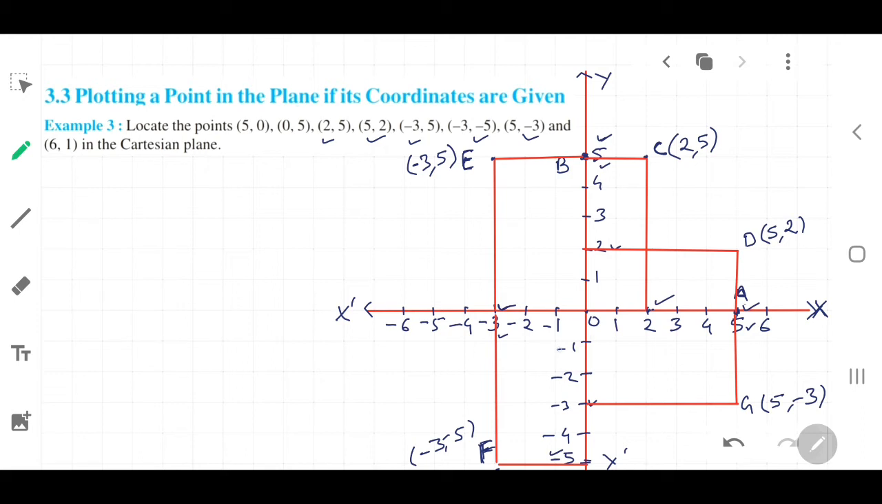Okay. And the last one 6, 1. So 6 stands for x axis. So here you can see 6, x axis. Correct? And 1 is for y axis. So here is 1, y axis. So you write the coordinate. So it will go till here. Just from here to here you just extend.